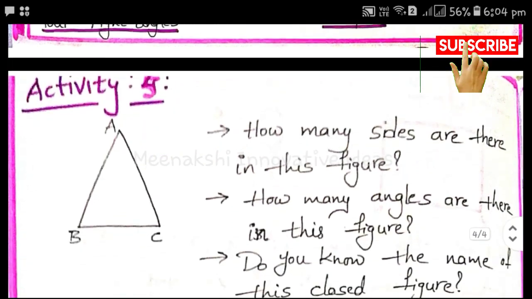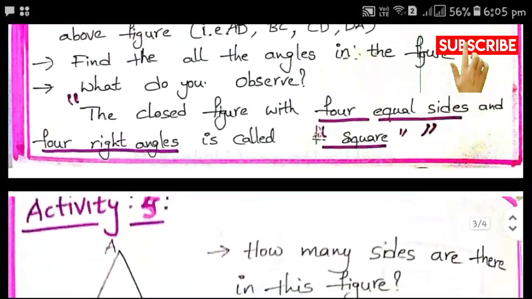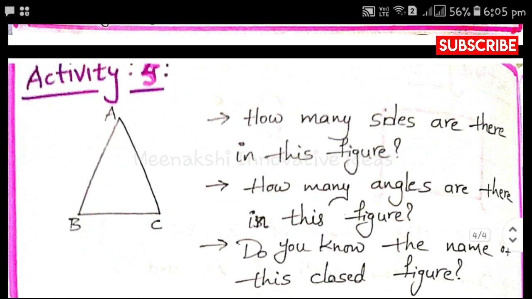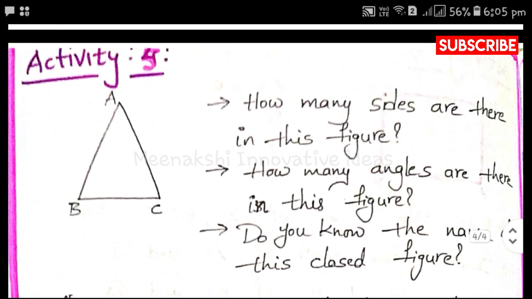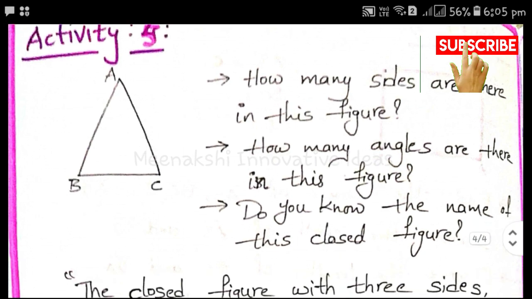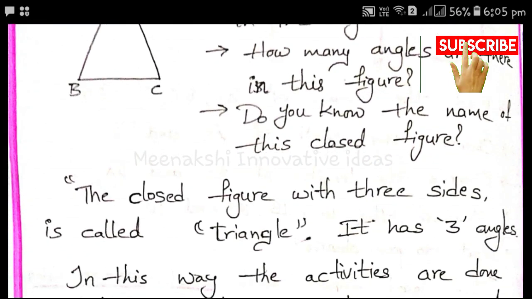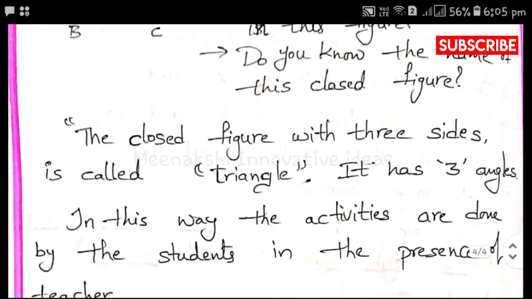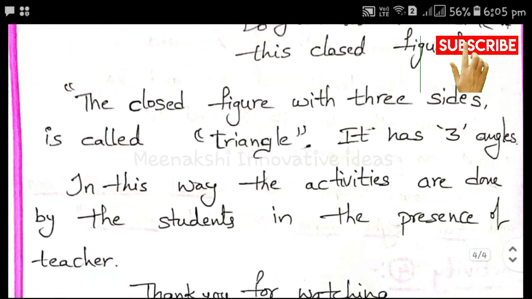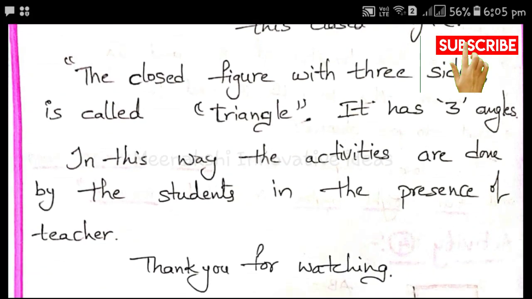And activity 5. Here some shape is given. How many sides are there in this figure? How many angles are there in this figure? Do you know the name of this closed figure? Like this, the teacher asks the students and concludes that the closed figure with 3 sides is called a triangle. It has 3 angles. In this way, the activities are done by the students in the presence of the teacher.